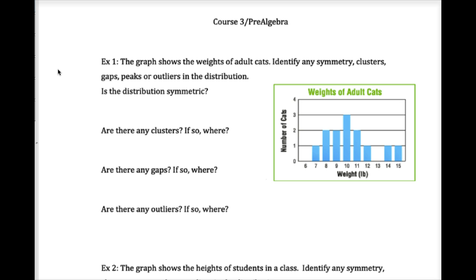Mine is like 8 pounds. The graph shows the weights of 48 adult cats. Identify any symmetry, clusters, gaps, peaks, or outliers in this distribution.